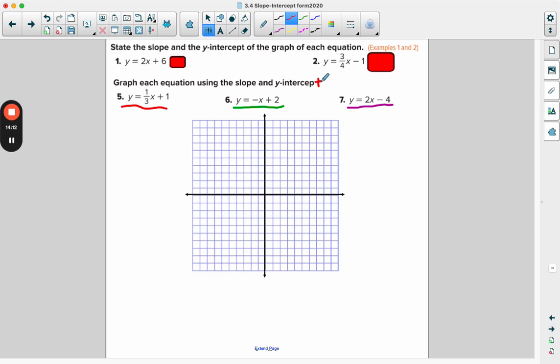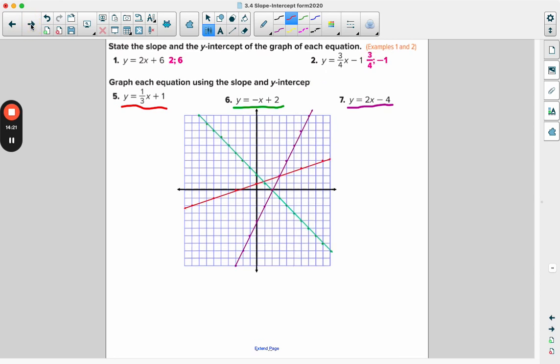All right, hopefully you've had enough time to do this and you've actually done it and not just kept going. Hopefully you've paused and did these questions. But if you look at the next slide, it gives you all the answers anyway. So the slope of the first one is 2, the y-intercept is 6. For number 2, the slope is 3/4, the y-intercept is -1.